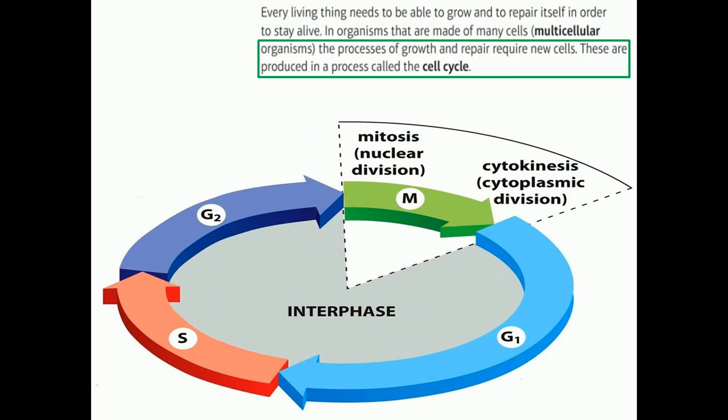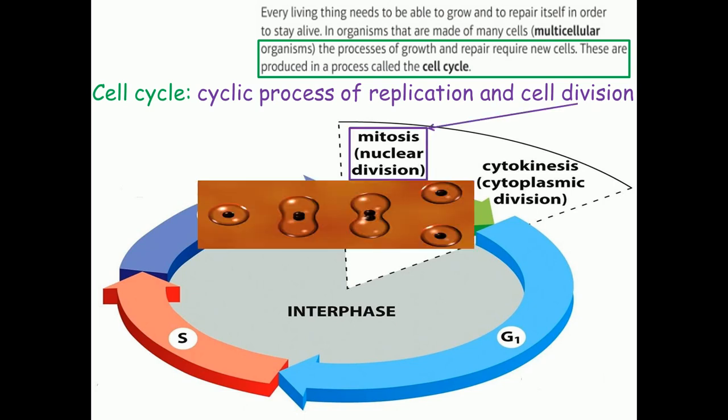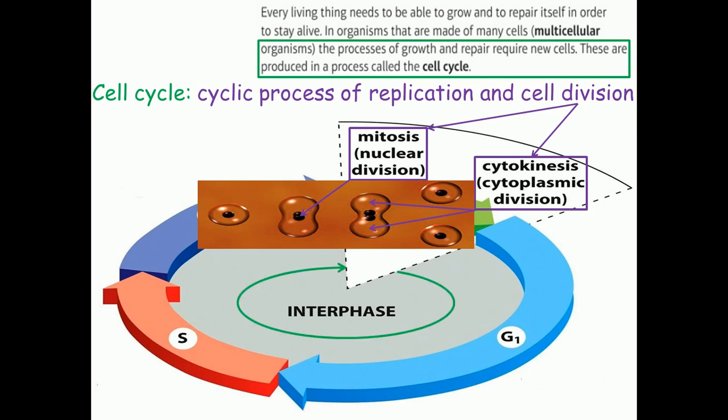Both growth and repair require new cells, and these are produced because of the cell cycle, a cyclic process of replication and cell division, where cells continuously replicate, then divide, replicate, divide, and so on. Cell division involves mitosis, where the nucleus divides, and cytokinesis, where the cytoplasm divides. The vast majority of the cell cycle is interphase.